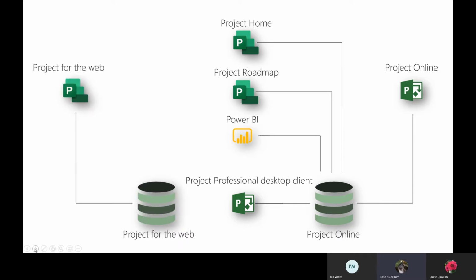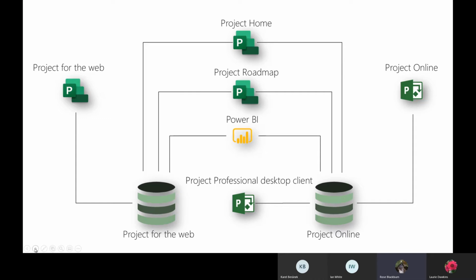What's being introduced this week is what we're calling Project for the Web. Project for the Web is intended to help people who are not necessarily professional project managers, who don't have to do that every day as part of their normal job. They're trying to do other things like launch products. Project management is something they have to do, but it's not necessarily something they are trained to do. So this product is intended for that audience, and it's much easier to use, much simpler, but still has a ton of power in it. You can use this in conjunction with Project Online, and you certainly have all of the robustness of Power BI, Project Roadmap, and the Project Home available as well.